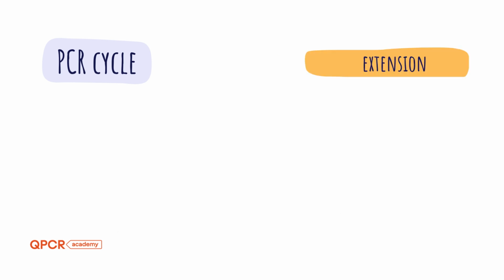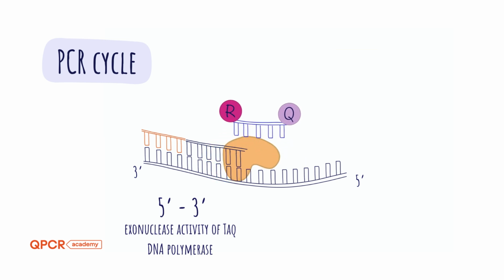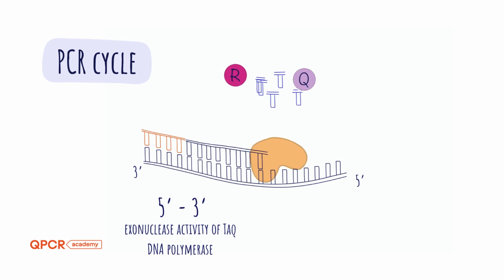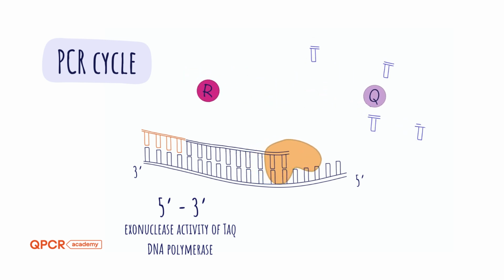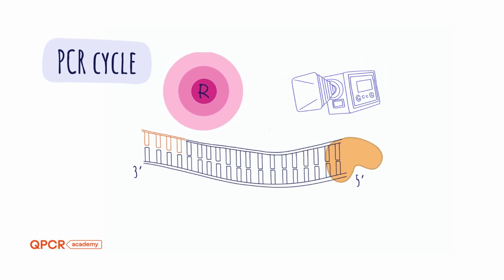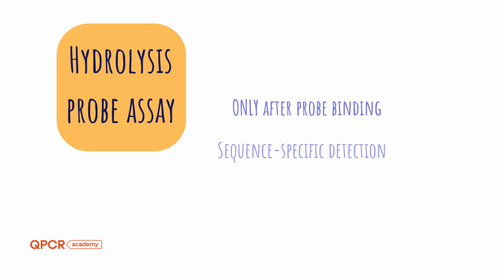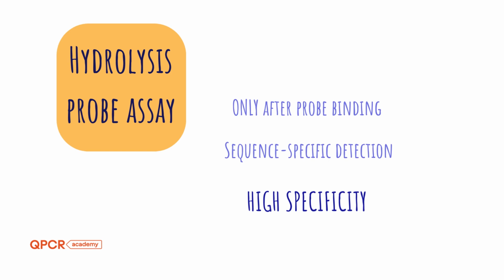During the extension step, Taq polymerase synthesizes new DNA and reaches the bound probe. Using its 5' to 3' exonuclease activity, the polymerase cleaves the probe. This separates the reporter from the quencher. As a result, fluorescence is generated and detected during each amplification cycle. Because fluorescence occurs only when the probe binds to the correct target sequence, hydrolysis probe assays provide very high specificity.